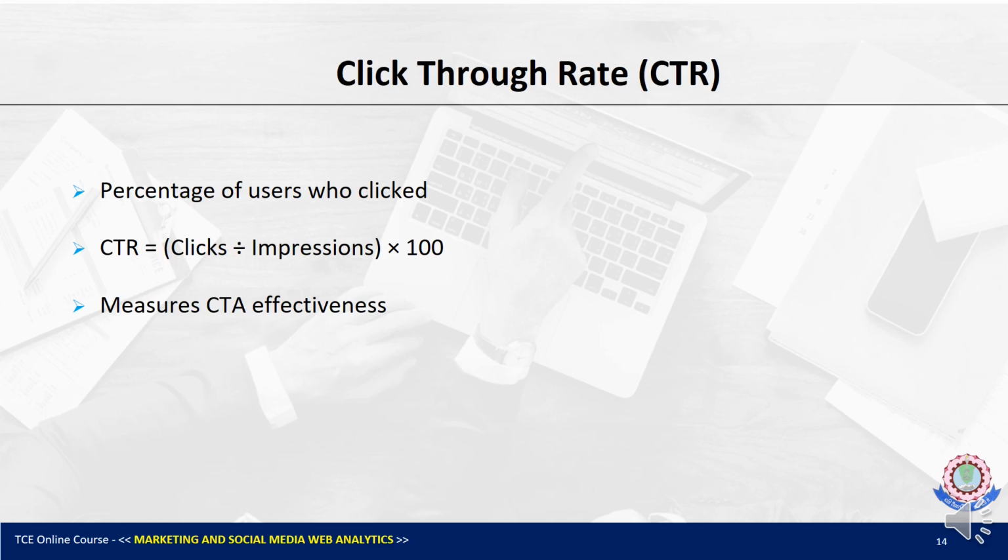Click-through rate. Click-through rate measures how many users clicked on your content. The formula for calculating click-through rate is clicks divided by impressions, multiplied by 100. Click-through rate measures the effectiveness of your call to action, such as buy now or learn more. A low click-through rate means the message or CTA needs improvement.